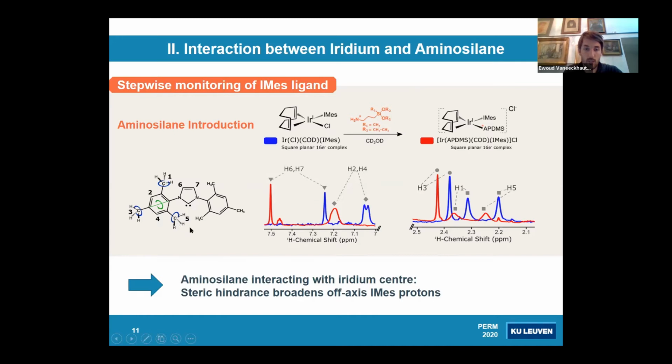So these methyl groups broadened upon addition, which is normal, because if we attach a bigger ligand, the steric hindrance will broaden these APDMS molecules, so these methyl groups here and also the off-axis groups. So we did see expected binding towards this catalyst over here.